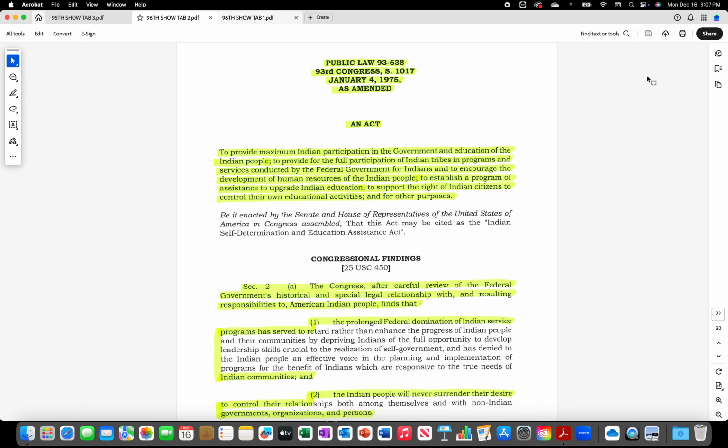Again, listen, let's keep going. Section 2. The Congress, after careful review. We just went through all these other documents. We just went through President Biden allotting certain things to Native Americans. We just went through the articles where they were referring to these people as Native Americans. The people refer to themselves as Native Americans. Who are we talking about here in this particular Public Law 93-638? Who are we speaking of?